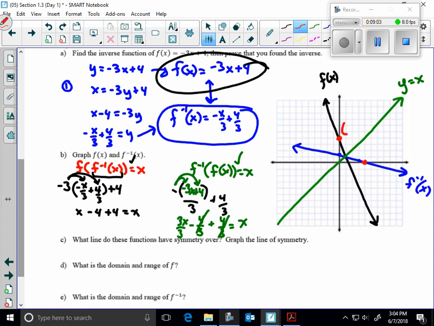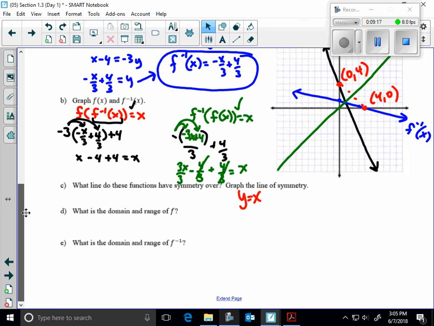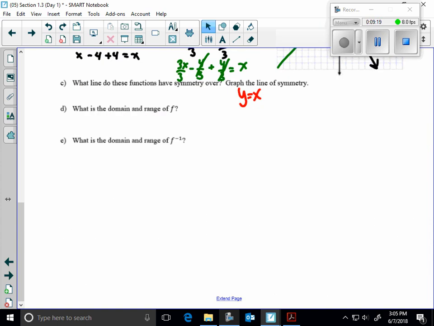Right? So this point I know is (0, 4). So this point better be (4, 0), etc. It maps it across that axis, y equals x. What is the domain and the range of f? What is the domain and the range of f inverse?